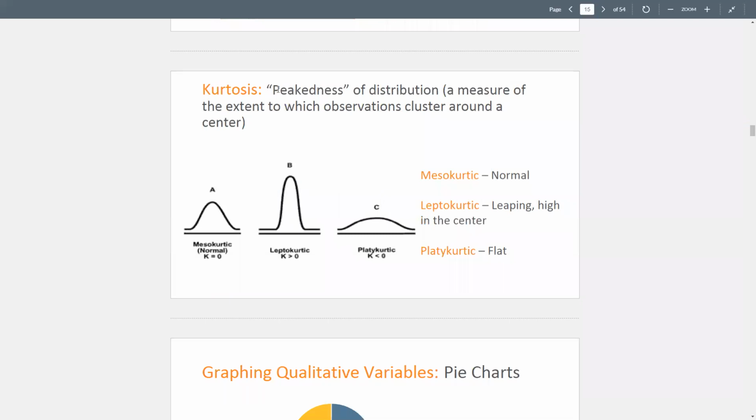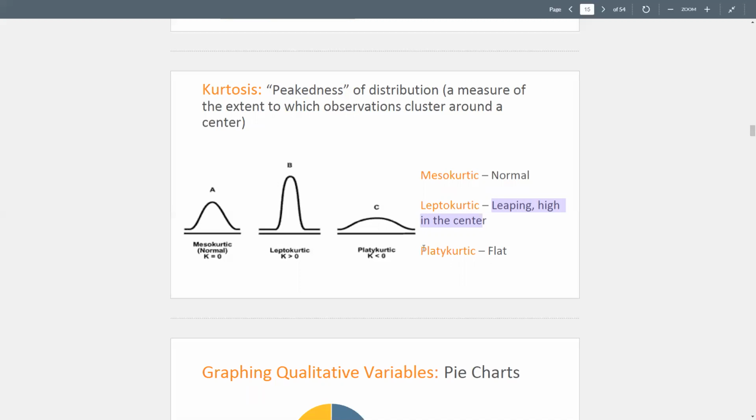Kurtosis is a measure of the peakedness of the distribution, and you can also think of it as how heavily tailed the distribution is. A normal distribution would have no kurtosis, so it might have a kurtosis value of 0. A leptokurtic distribution has a high center. What it's saying is there are few cases in the tails of the distribution. There's more in the center than there are in the tails.